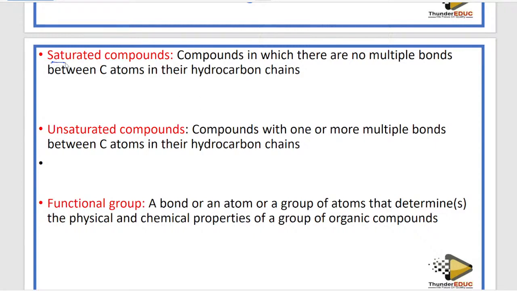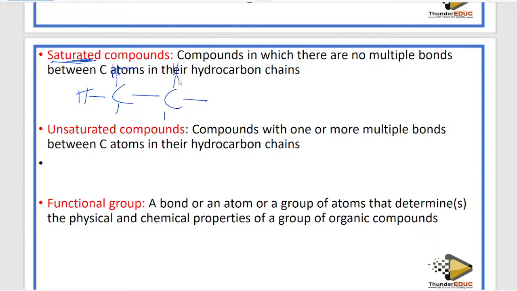Saturated means something which you cannot add to. It is full. When you are full of food, you are saturated. So a saturated compound is one in which there are no multiple bonds, meaning you have a single bond between the carbon atoms. For example, alkanes. An alkane has single bonds throughout.